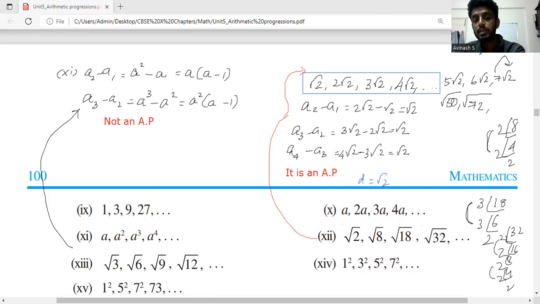Likewise, when 7 goes in, it becomes 49, and 49 twice is 98. So we can conclude that the next 3 terms are root 50, root 72, and root 98 with respect to this question.